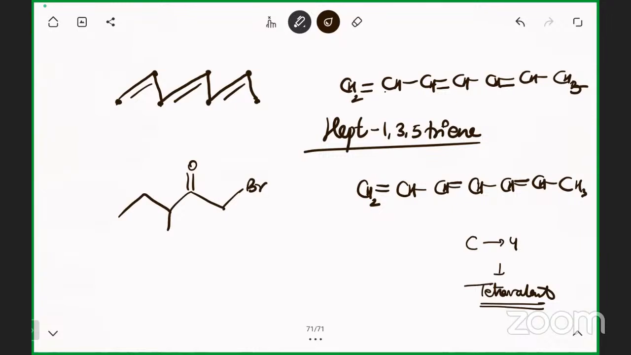Got my point, Vignesh? Yes, sir. Okay, now do the numbering of this particular compound. Naming of this compound.